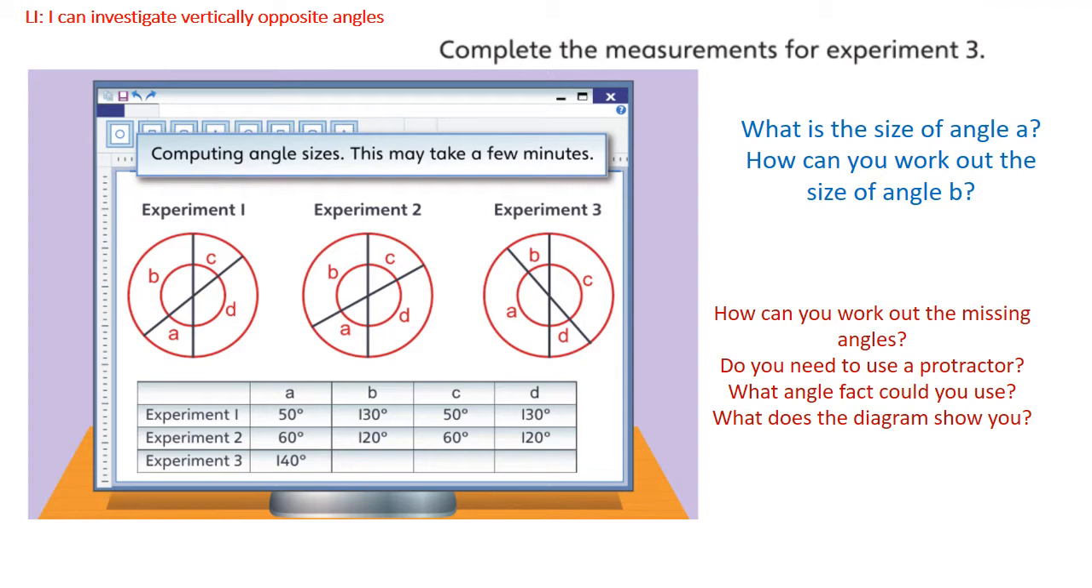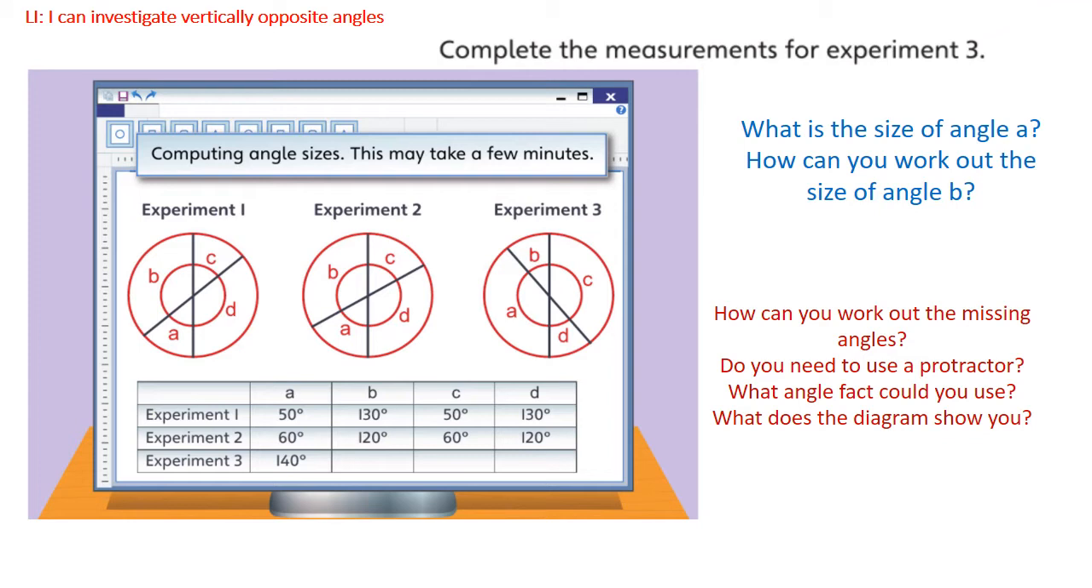So what about finding angle D? We've got a choice now. We can either do A and D, because they're on a straight line, or we can do C and D. If we know C is 50, then 180 minus 50 gives us 130. If we know that A is 50, 180 minus 50 gives us 130. So D must be 130.